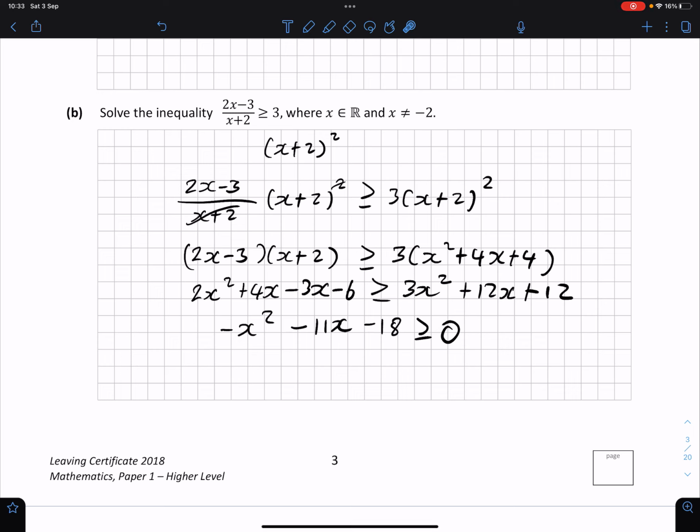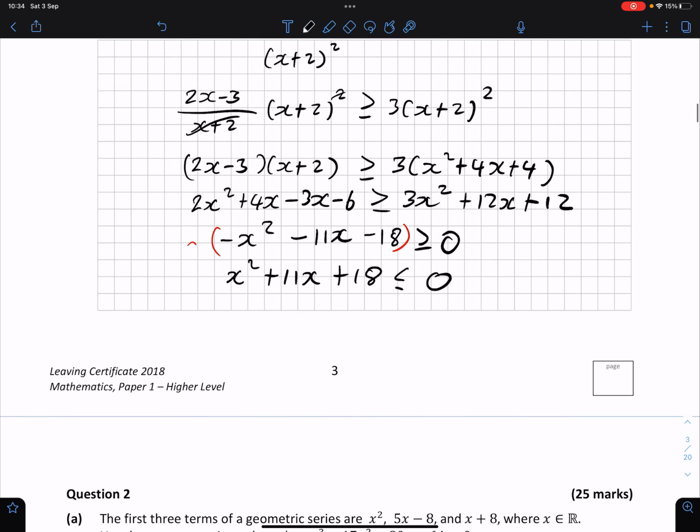So all we have to do is multiply all across by a minus, and that would change the sign of everything. But one very important thing to remember is that when you multiply by a negative in an inequality, the greater than or equal to sign needs to flip as well. So that would give us x squared plus 11x plus 18 is less than or equal to 0 this time.